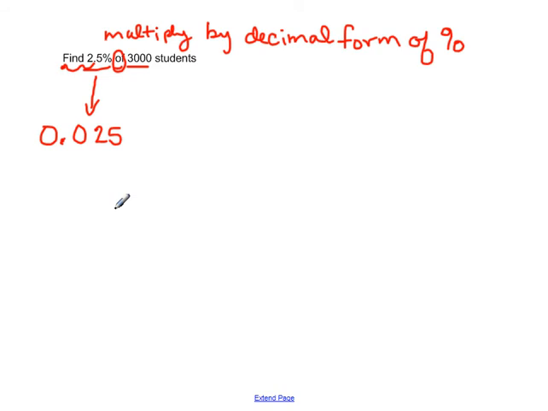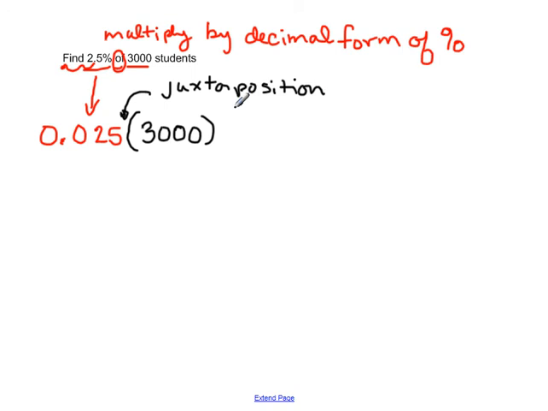Remember we said that "of" means multiply, and so what we're going to do is put this 3,000 in parentheses. We're going to use what's called juxtaposition. Juxtaposition is where we put two things right up next to each other. That indicates that multiplication is going on. So I call that juxtaposition. That's how you spell juxtaposition. So now we need to do the multiplication.